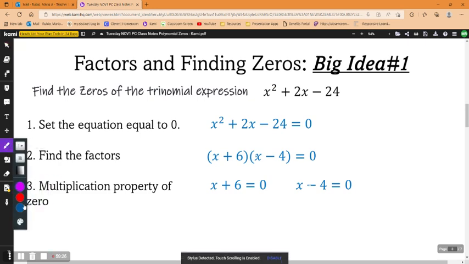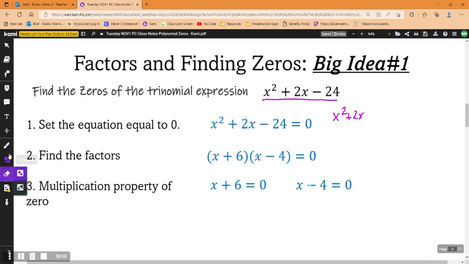Let's see here. Find the zeros of the trinomial expression. So we've got x squared plus 2x minus 24. The first thing we need to do to find the factors is, number one, set it equal to 0. So I literally just rewrote it, x squared plus 2x minus 24 equals 0. All I did was add this equals 0 at the end. The next thing I need to do is factor it.